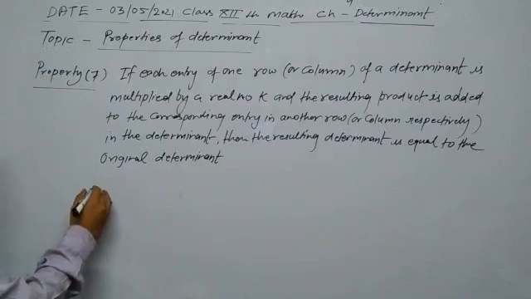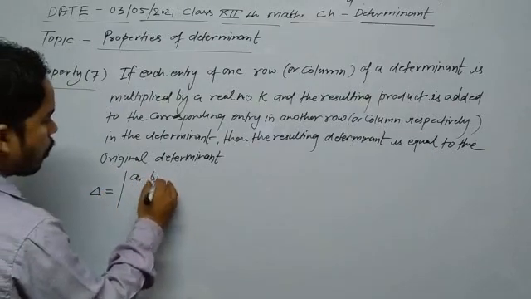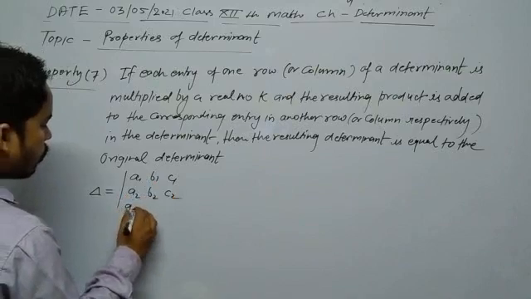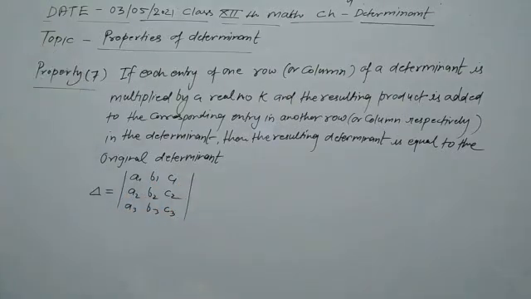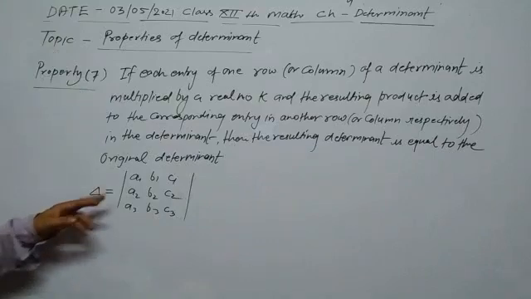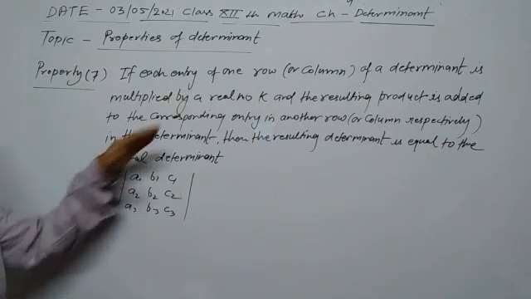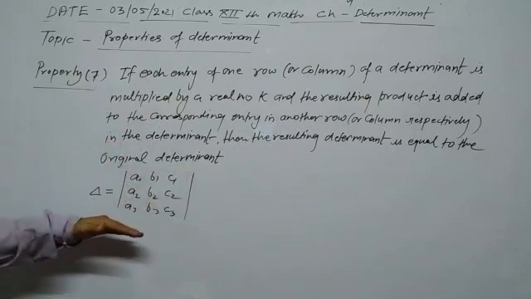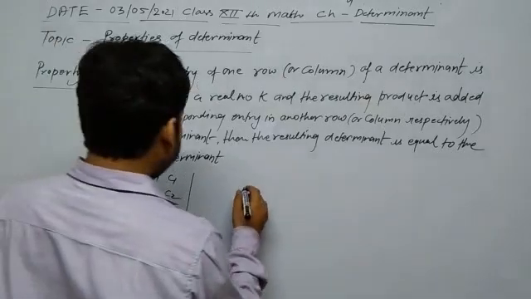Consider the concept. Suppose delta is the determinant a1 b1 c1, a2 b2 c2, a3 b3 c3. So there are nine elements a1 b1 c1, a2 b2 c2, a3 b3 c3, and we are going to multiply by any non-zero real number k the row R1 and add to R3. Then what will be its result?